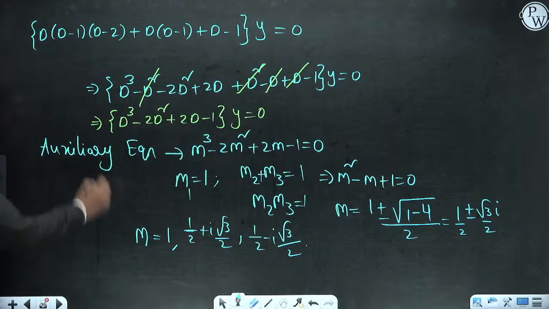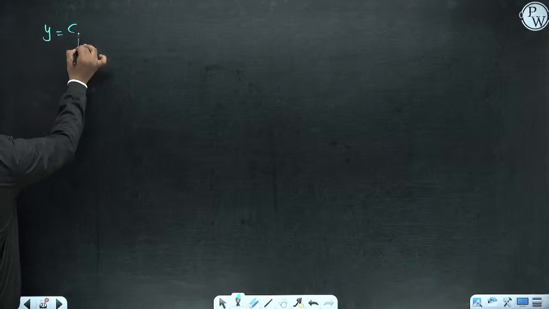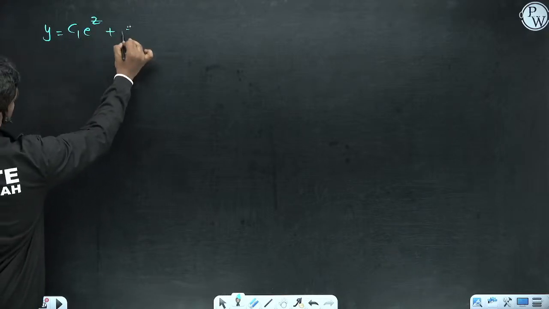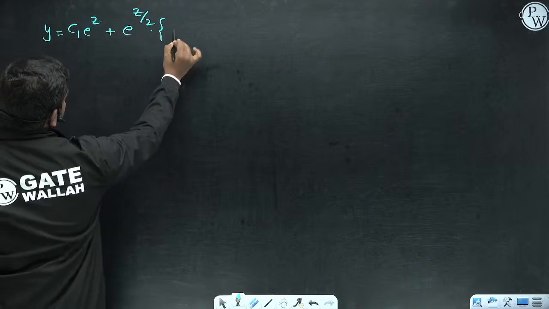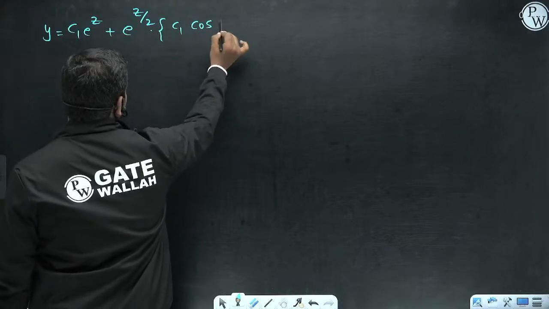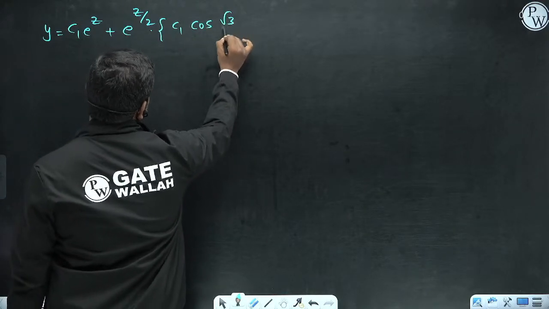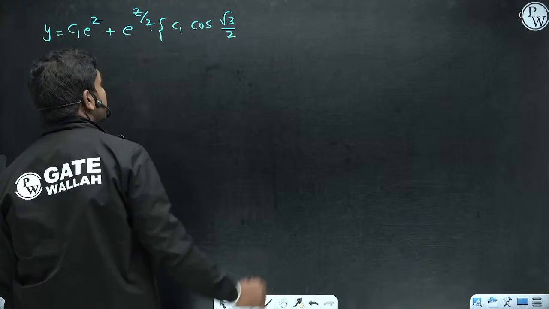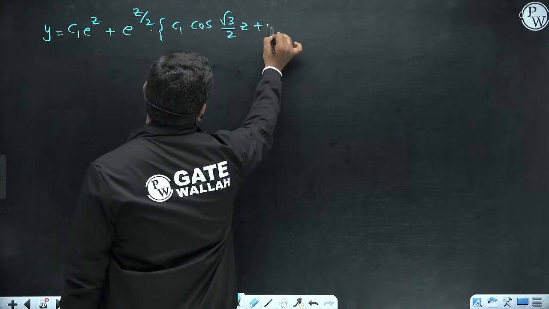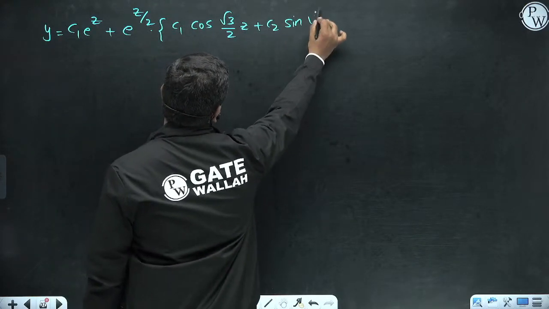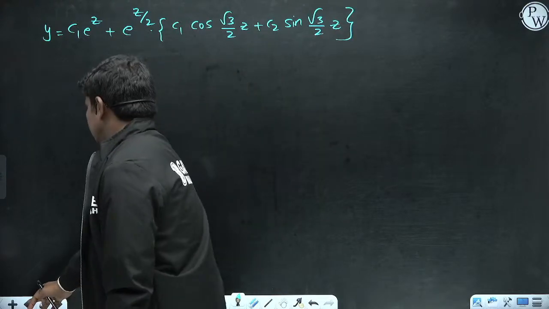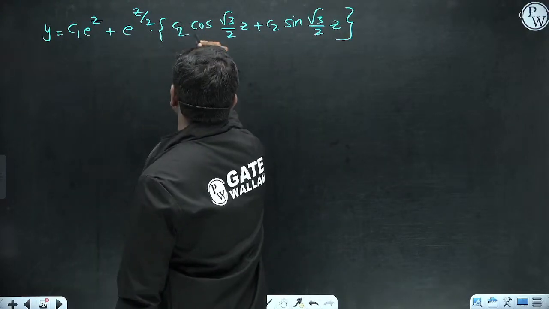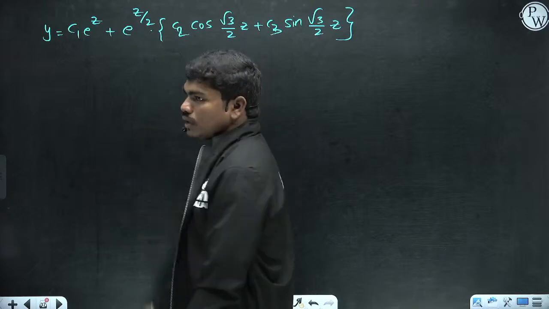So your solution is y = c1 e^z + e^(αz) times (c2 cos(√3/2 z) + c3 sin(√3/2 z)), where α is 1/2, because this is an imaginary root. So this is the solution. We call the constants c2 and c3, because we have already used c1.